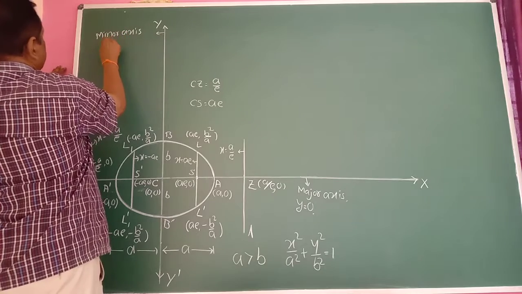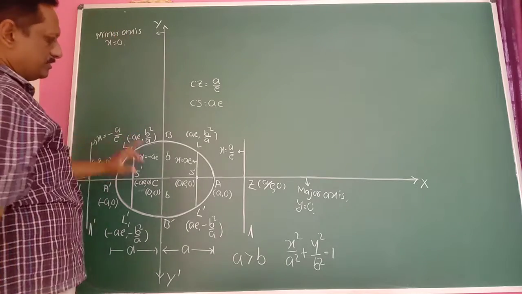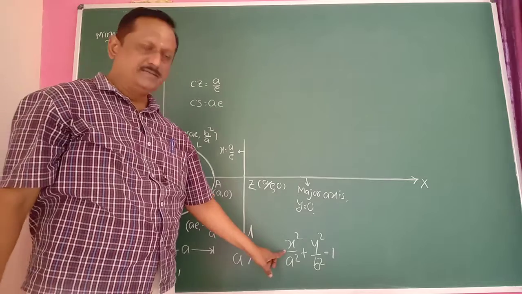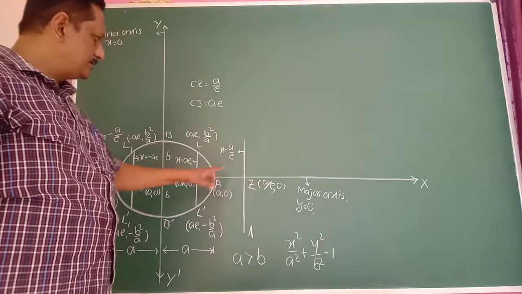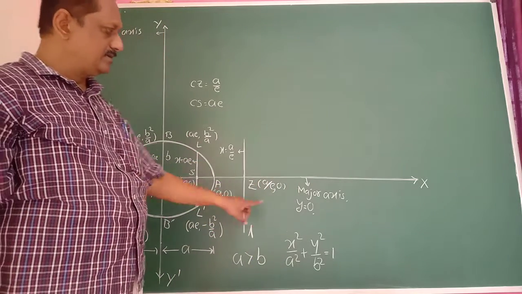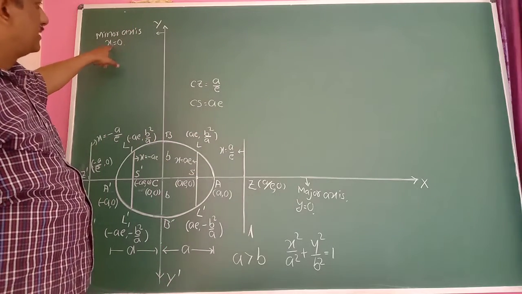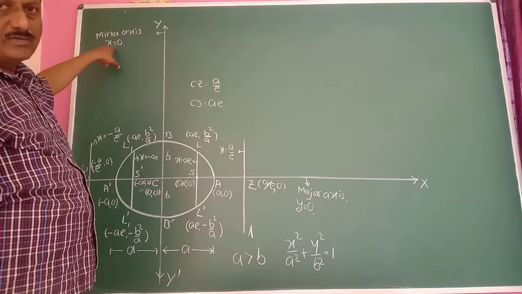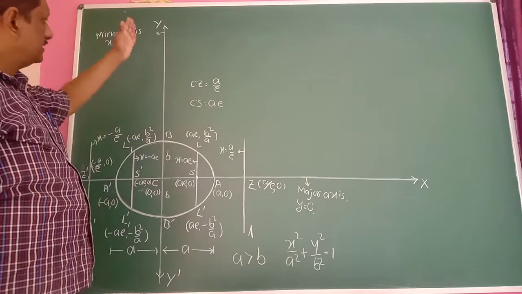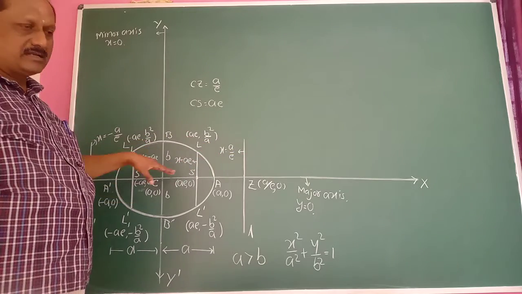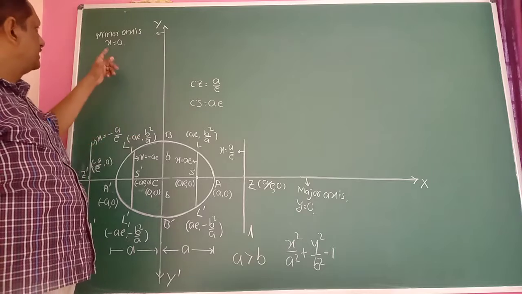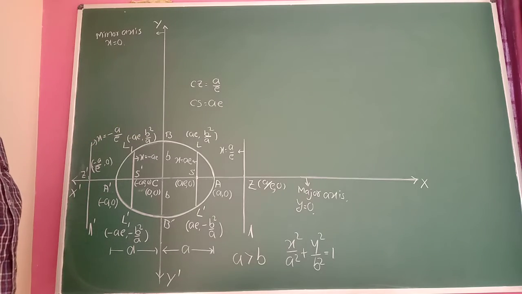So, its equation is x equal to 0. If this is the ellipse here, then the major axis is the x-axis, with equation y equal to 0. The minor axis is the y-axis, its equation is x equal to 0. This is the major axis, this is the minor axis.